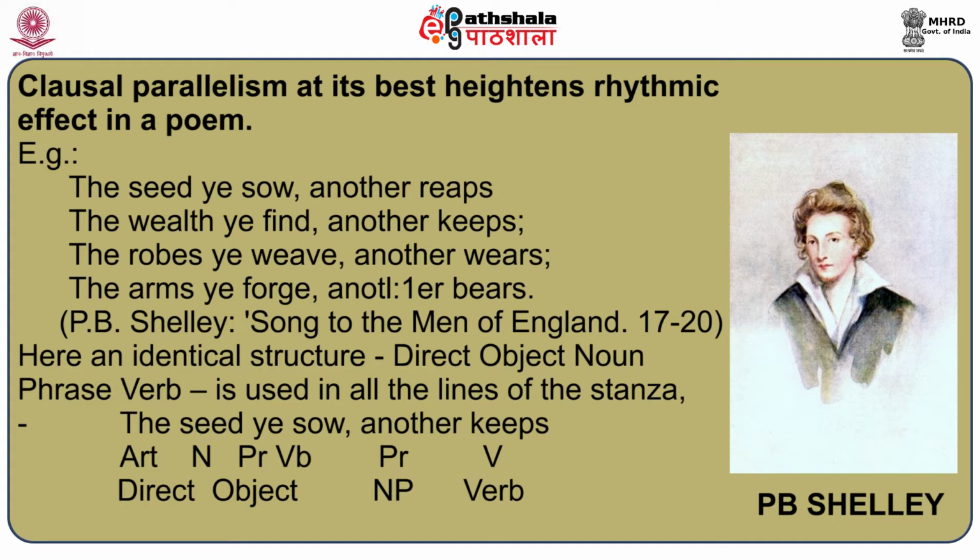The sentence in ordinary form would be, another keeps the seed ye sow. So another would be the subject, keeps the verb, and the seed ye sow is the direct object. So here the seed ye sow has been brought to the initial position, and all the four lines have the same structure. This adds to the poetic rhythm of the lines.